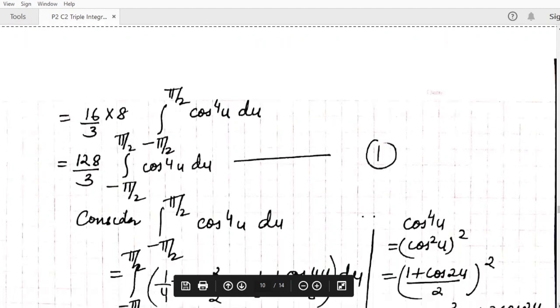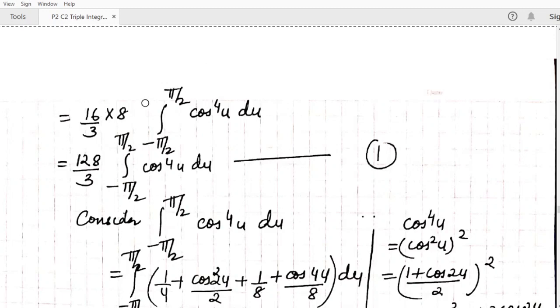Now in the next step, it is 16 by 3 into, we take 8 outside, so it is integral minus pi by 2 to pi by 2 cos raised to 4 u du. Now here we can see this is 16 into 8 is 128 by 3 integral minus pi by 2 to pi by 2 cos raised to 4 u du.